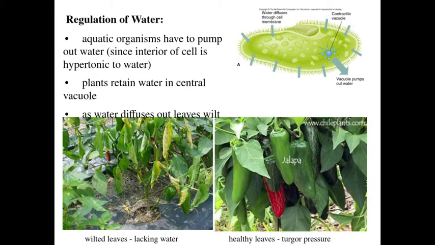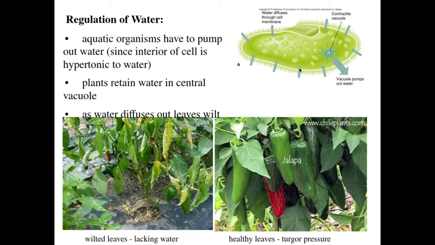All right. So why is this regulation of water really important? Well, it's important in many ways. For our aquatic organisms, they have to actually pump out water because the interior of their cell is hypertonic to the water. The inside of the cell, remember, has solutes and things like that. So the water in its outer environment is going to diffuse into the cell because there's more solute here and the water wants to come in. There's not as much solute in the aquatic environment that this organism lives in, and so water is constantly coming into its cell. Well, if that keeps happening, the cell's going to burst. And so that's a problem.